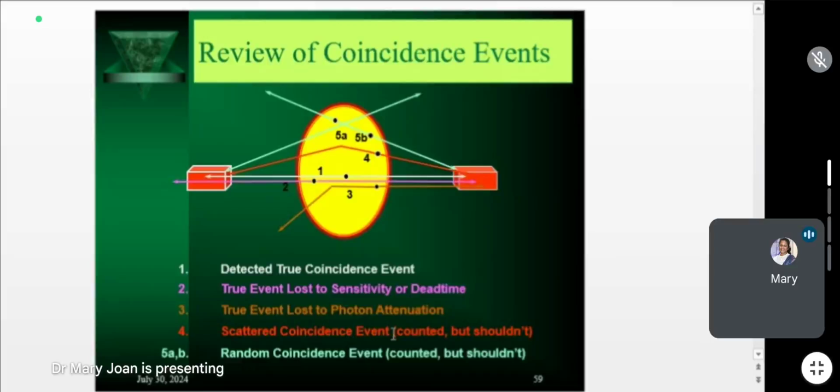And the scattered coincidence event is the fourth one. You can see here one photon gets scattered on its path and is detected as a coincident event. So this is getting counted, but it shouldn't be counted. And the fifth one is two scatters falling on the detector, and it is getting counted, but it shouldn't be counted as a real event.